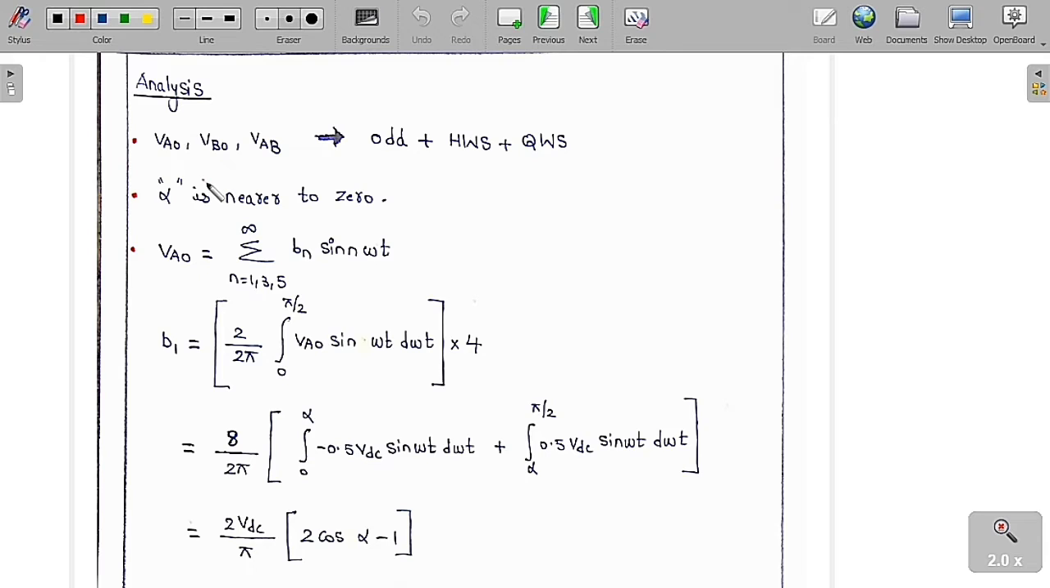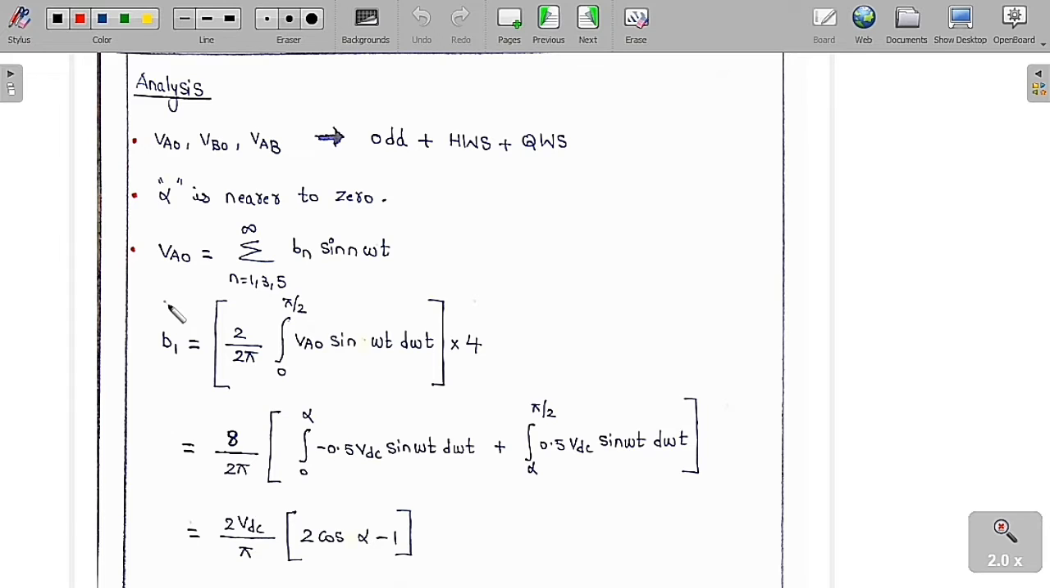V0, VB0 and VAB all satisfy the odd function property of wave symmetry and also quarter wave symmetry. I have already told you from the graph that alpha is very near to 0 degrees. Then I want to find the Fourier series expansion of V0. As it is an odd function, A0 is equal to 0, An is equal to 0, and it also satisfies half wave symmetry and quarter wave symmetry. So only Bn is not equal to 0, only for odd harmonics. Therefore, sigma n equals 1, 3, 5 up to infinity of Bn sin n omega t.